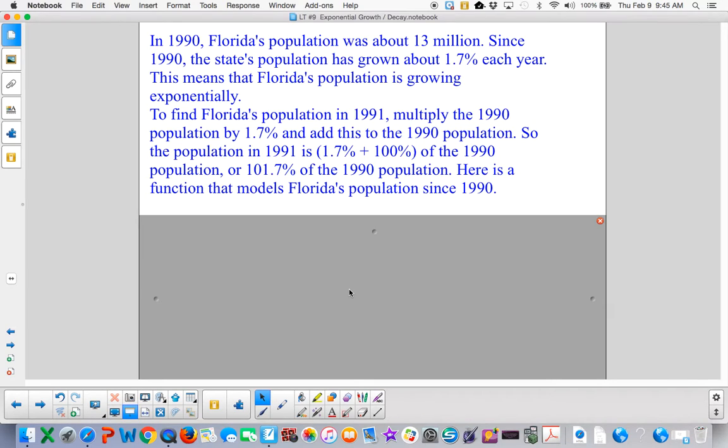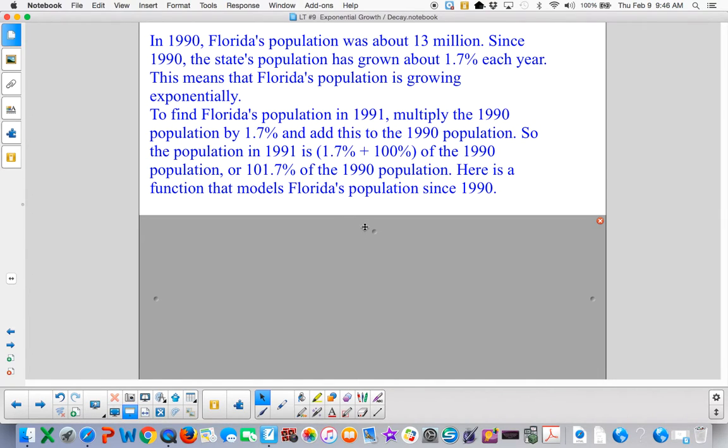Here's an example. In 1990, Florida's population was about 13 million. Since 1990, the state's population has grown 1.7% each year. This means that Florida's population is growing exponentially. To find Florida's population in 1991, we need to multiply the population by 1.7% and add it to the 1990 population. And then we need to do that each year after that. So you would add 1.7% on top of what's already there, making it 1.7% added to 100%. That means our population is growing at 101.7% of the previous year.